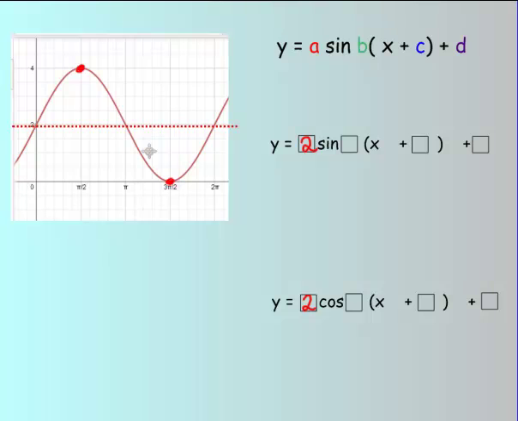And now we got to figure out my frequency. Well, how many sine waves do I see in 2 pi? Well, that's easy. I see 1. There's my hill and there's my valley. So my frequency is 1.